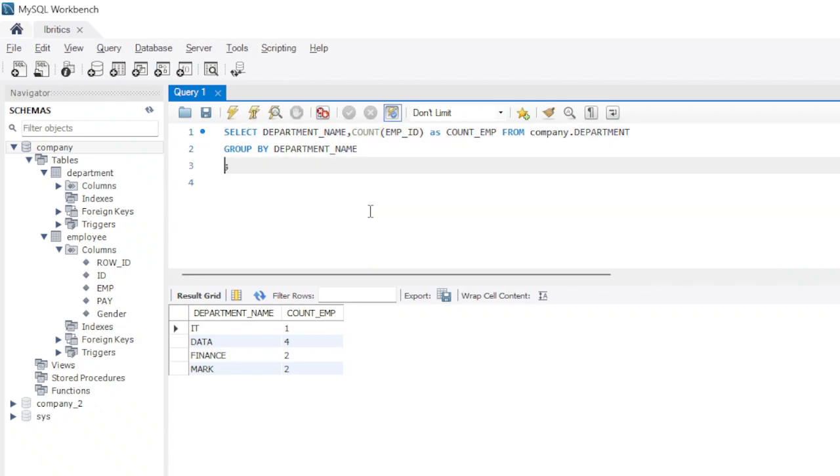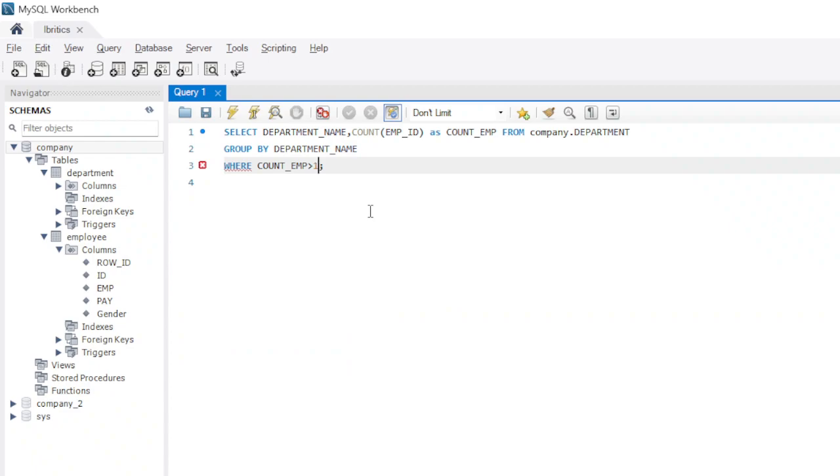And here, if you write WHERE count employee greater than 1, you are going to get an error. This is on MySQL. In different dialects of SQL you might get a result, but it's not desirable, because you need to avoid writing it like this.